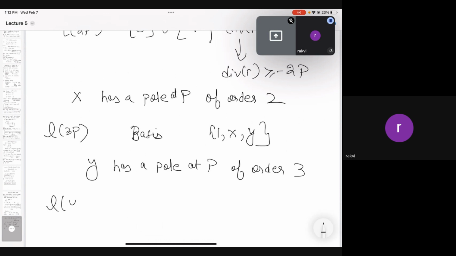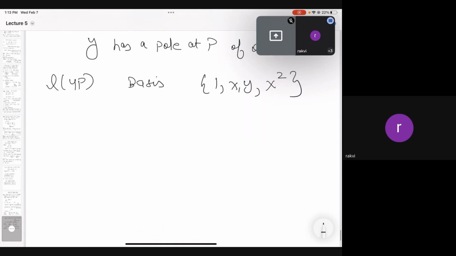Now let's go back to 4P. Again, this has a basis of four elements: 1, X, Y, and I need a member that has a pole of order 4. But I can take X square. X square works, right? Because X had a pole of order 2, so X square will have a pole of order 4. I'm simply squaring it. So I've got my four elements. Now let's take 5P. So again, I have 1, X, Y, and X square. And now I want a member that has a pole of order 5. So we had X that has a pole of order 2, and we had Y that has a pole of order 3. Let's multiply them. That will have a pole of order 5, right?